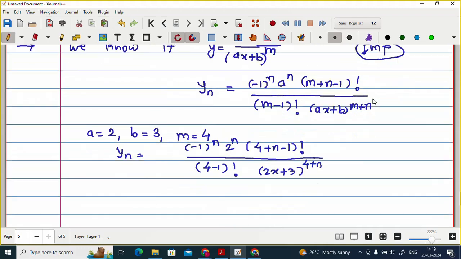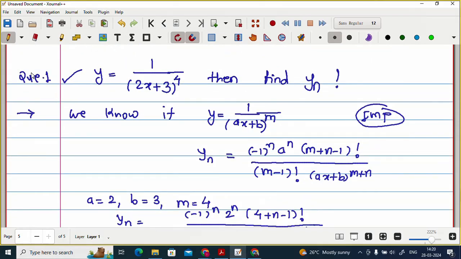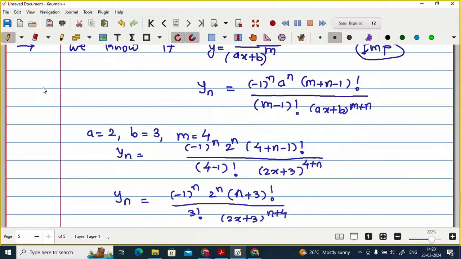Now you can simplify it further. You can write yn is equal to minus 1 raised to n, 2 raised to n, and this 4 plus n minus 1 means n plus 3 factorial, divided by 4 minus 1, that is 3 factorial, into 2x plus 3 raised to n plus 4. Okay, this is question number 2, just directly by using the formula.